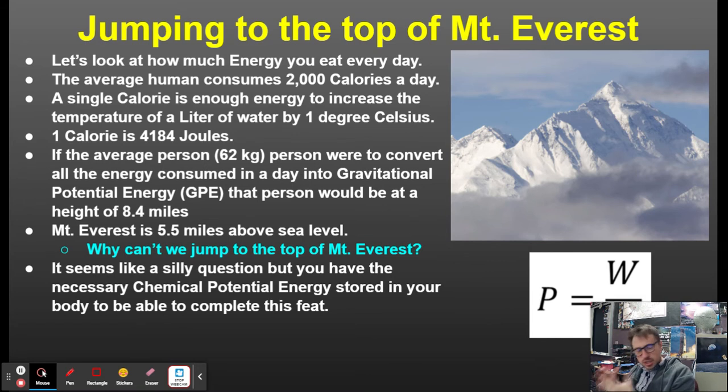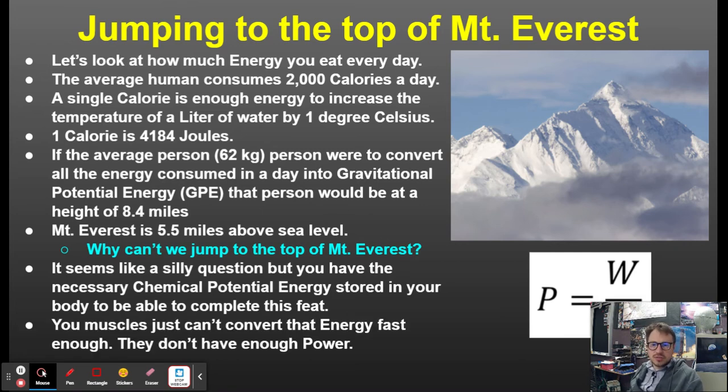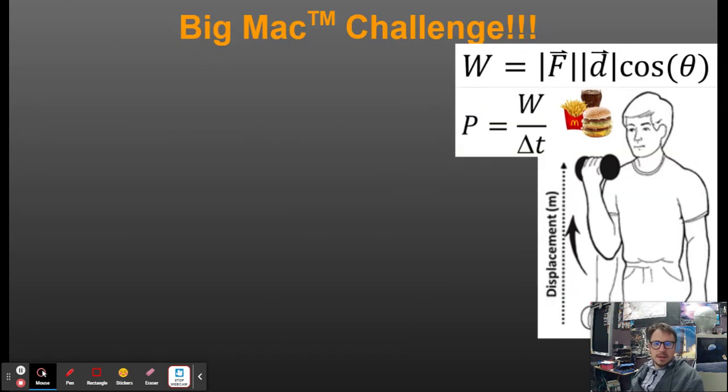If they could transform all of that energy into gravitational potential energy or kinetic energy, you'd launch up to the top. Well, you could do that, but your muscles aren't powerful enough. They cannot transform and change that energy fast enough to jump that high. That's why there's a limit to how high a person can jump.